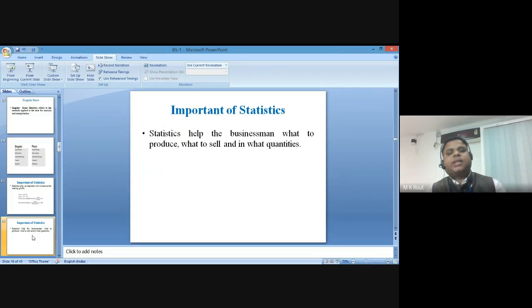Statistics helps the businessman decide what to produce, what to sell, and in what quantities. Whenever you see different owners, entrepreneurs or businessmen, they operate different kinds of organizations to produce. Before producing, they go directly to the market for a market survey. This is known as a qualitative technique, basically used to survey the different parameters and aspects of the market. Then they go for the production activities. Similarly, whenever you finish your production, you need a sales force.